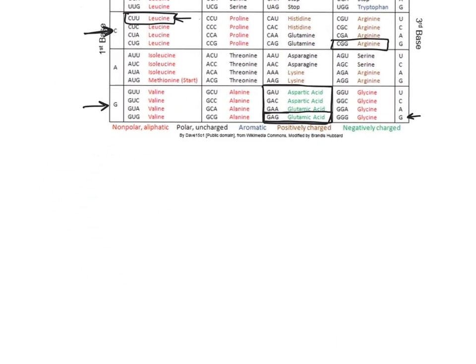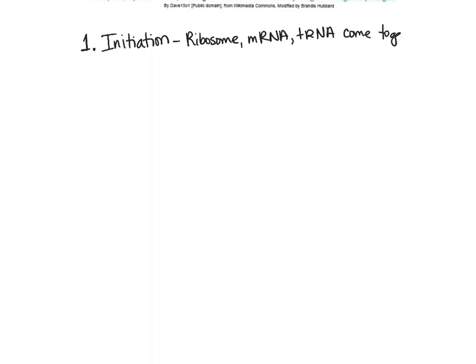So let's look at the specific process then of translation. Similar to transcription, we have our steps. Our first step is initiation. In initiation, our ribosome, our mRNA, and our tRNA are going to come together at the start codon.